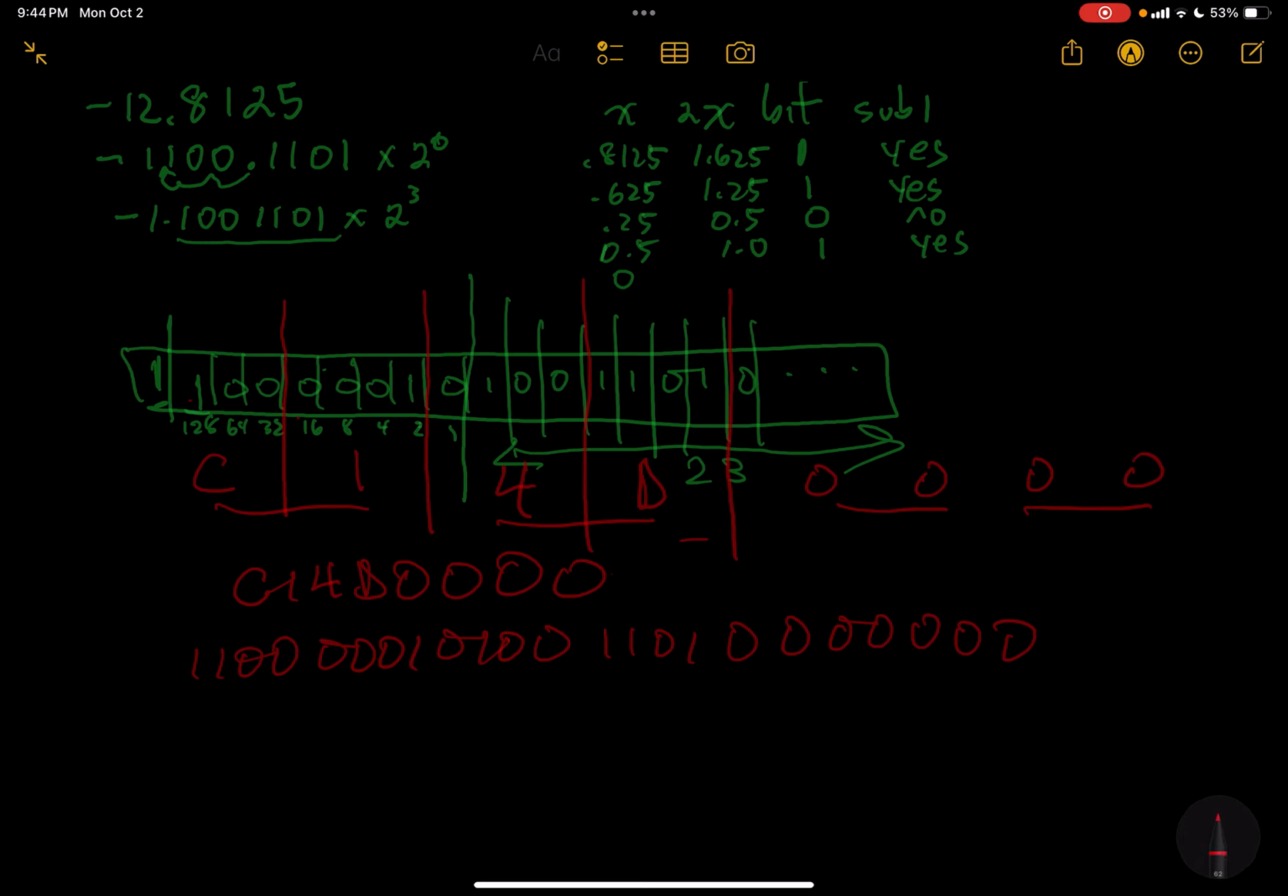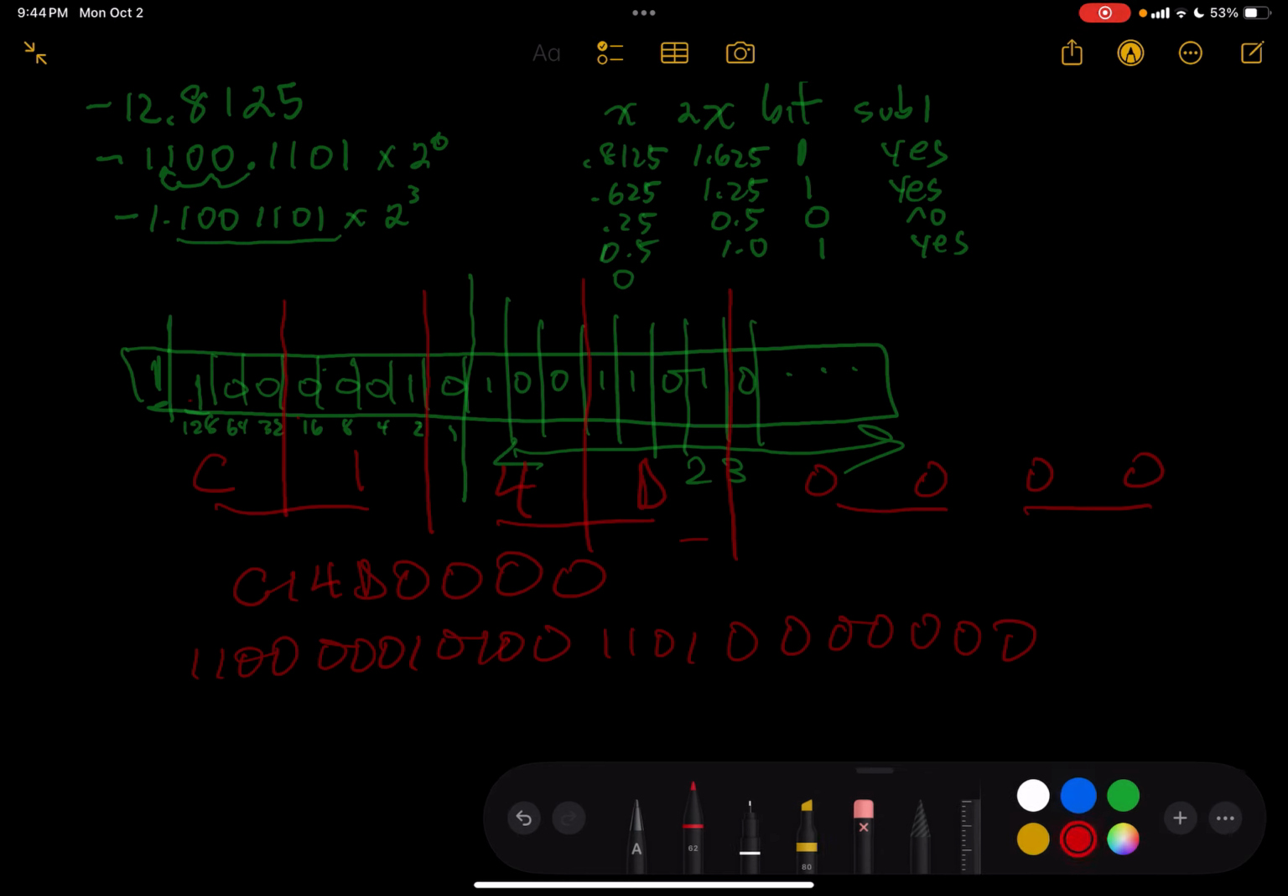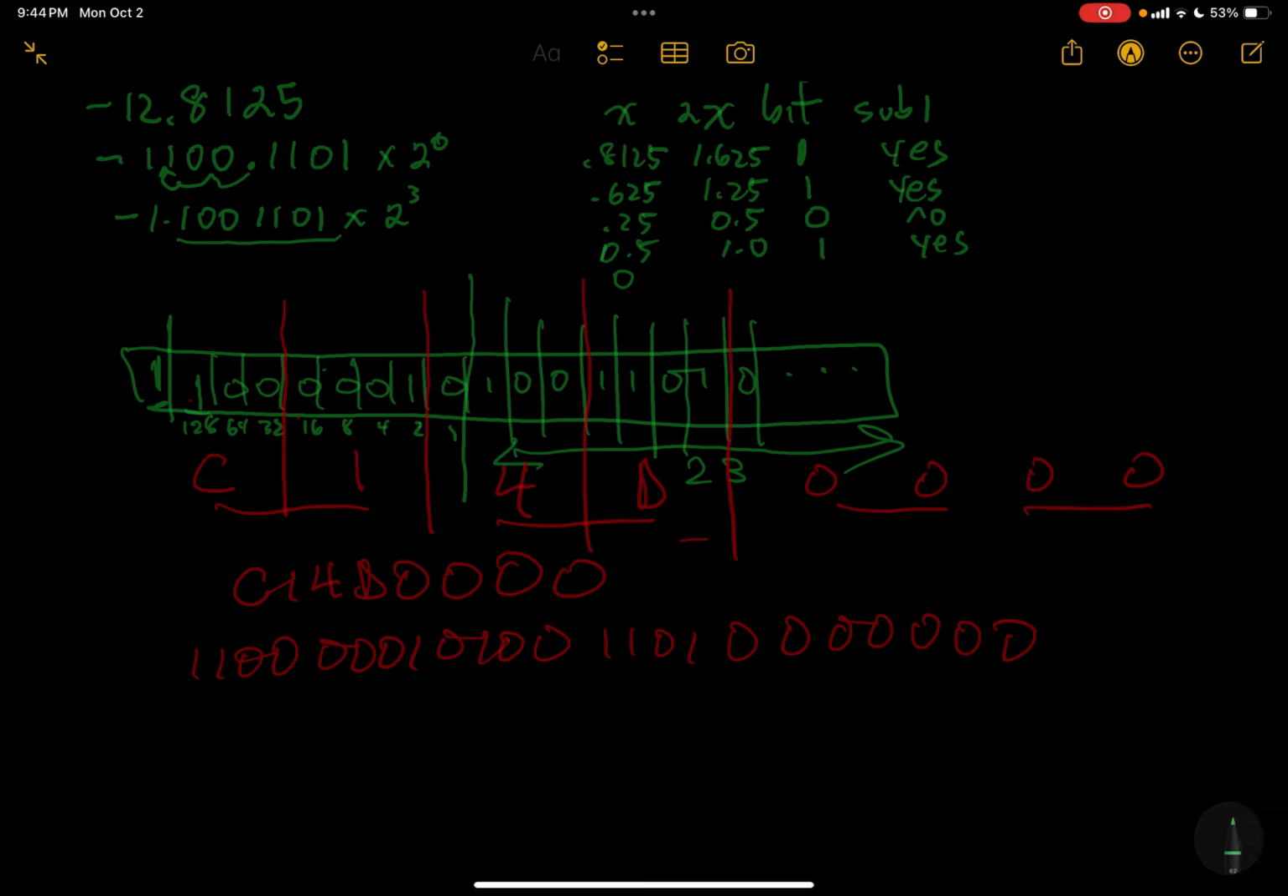So I take this, and now I'm going to again switch colors. I'm going to go back to green. I sort of like green. And we are going to cleave it off. So here's the sign bit. Then I take the next 8: 1, 2, 3, 4, 5, 6, 7, 8.